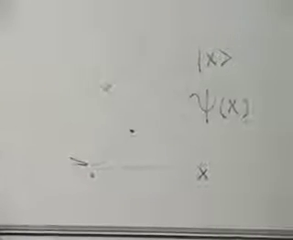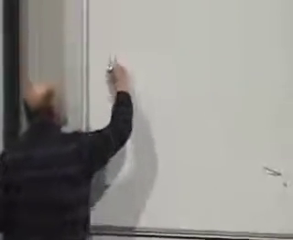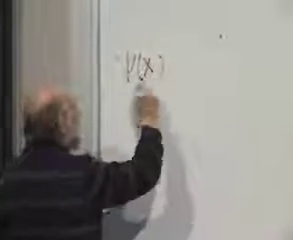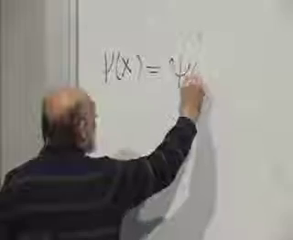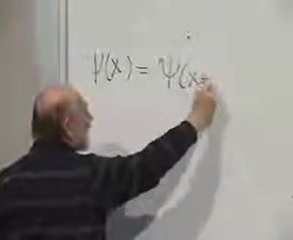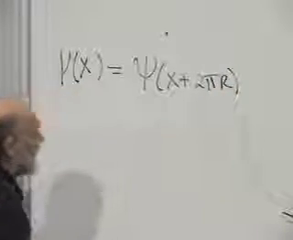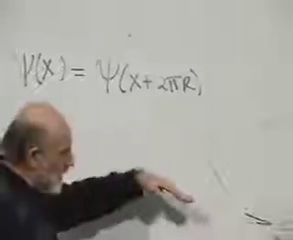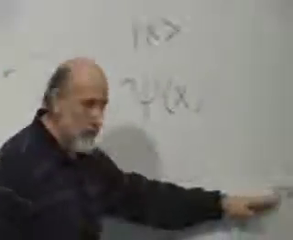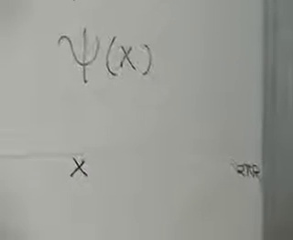Another way to say that is that the vector space that we're talking about is the space of functions psi of x which have the property that they're equal to psi of x plus 2 pi r. Consider the special class of functions which, when they start at 0 and get to 2 pi r, come back to the same value. They're called periodic functions. Okay?